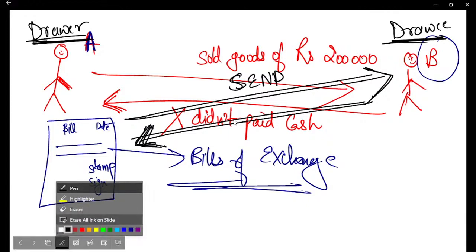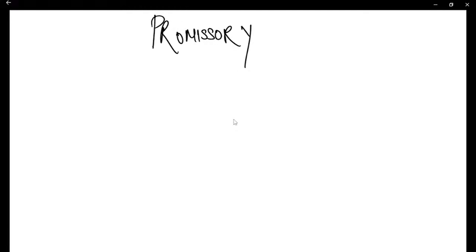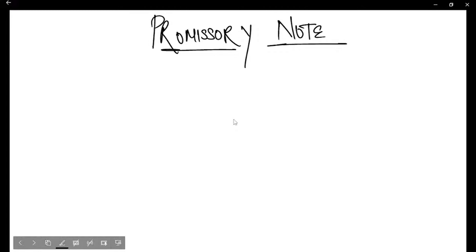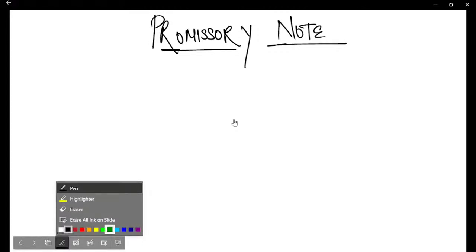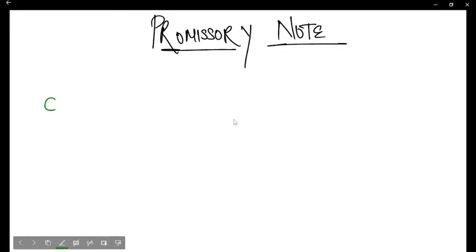Now the topic for today's session is promissory note. आज का टॉपिक क्या है? Promissory note. Now what is promissory note? Let's come to the topic now. This is the main topic. Please pay attention. We are starting with today's topic.